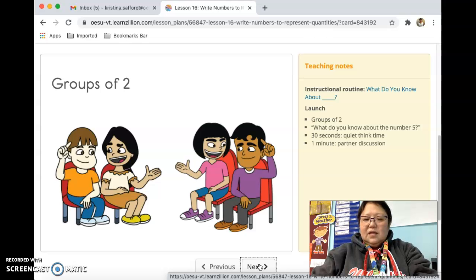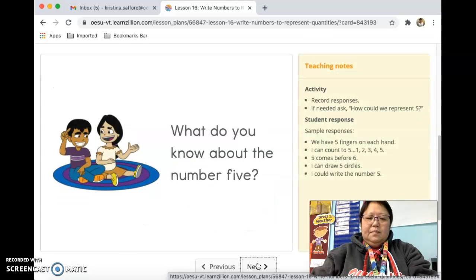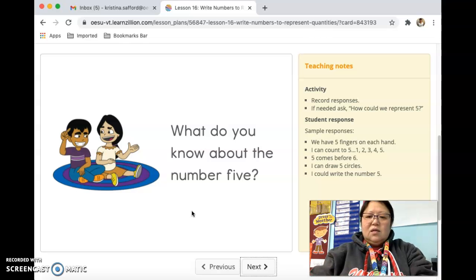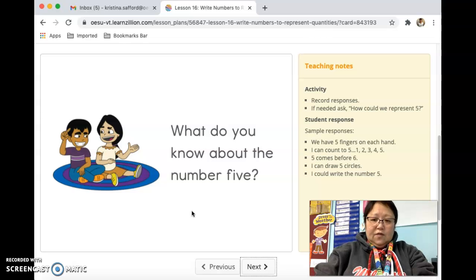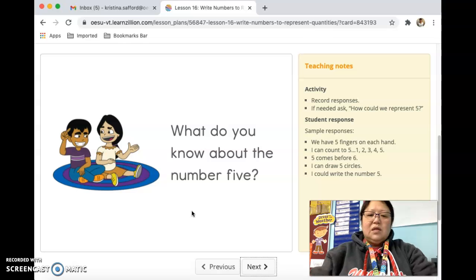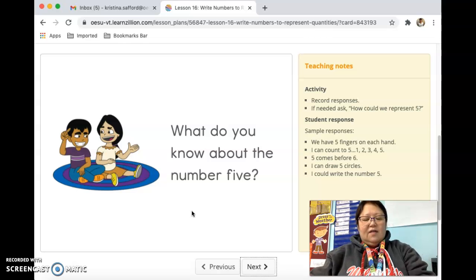So some of the things that your friends came up with were that there are 5 fingers on your hand. They also noticed that 5 comes right before 6, but it comes right after 4. We also talked about how 5 has a belly, and we talked about how 5 plus 5 equals 10.